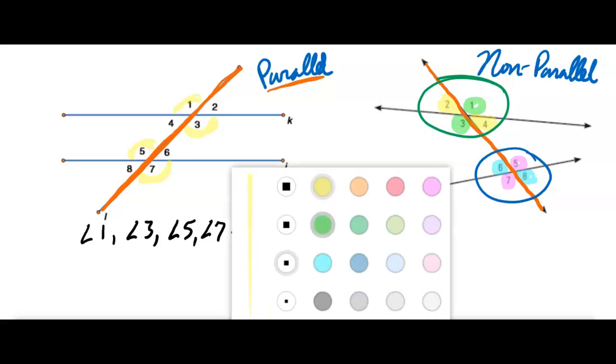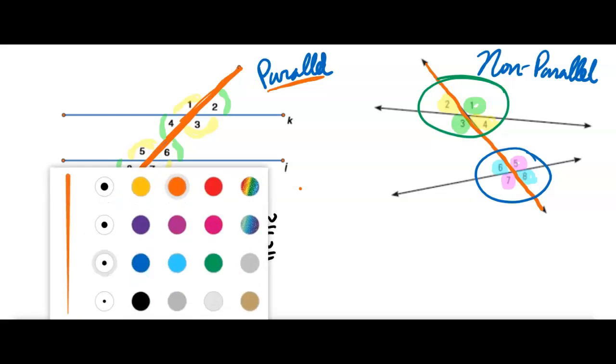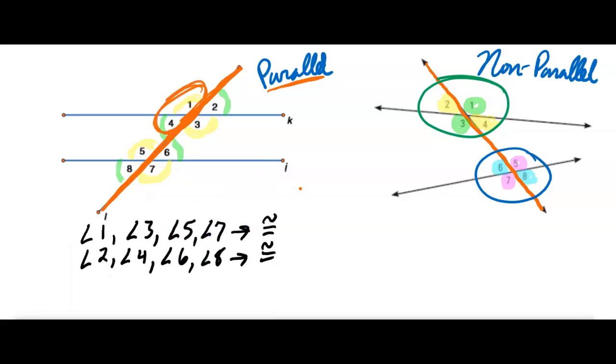The other set that matches is the other pairs. So 2 and 4 are vertical angles. 6 and 8 are vertical angles, okay? So angle 2, angle 4, angle 6, angle 8 are congruent. What else can I say? Well, I have a straight line here. So if I look at, for example, angle 1 and angle 4, okay, I can say that angle 1 plus angle 4 add to 180.